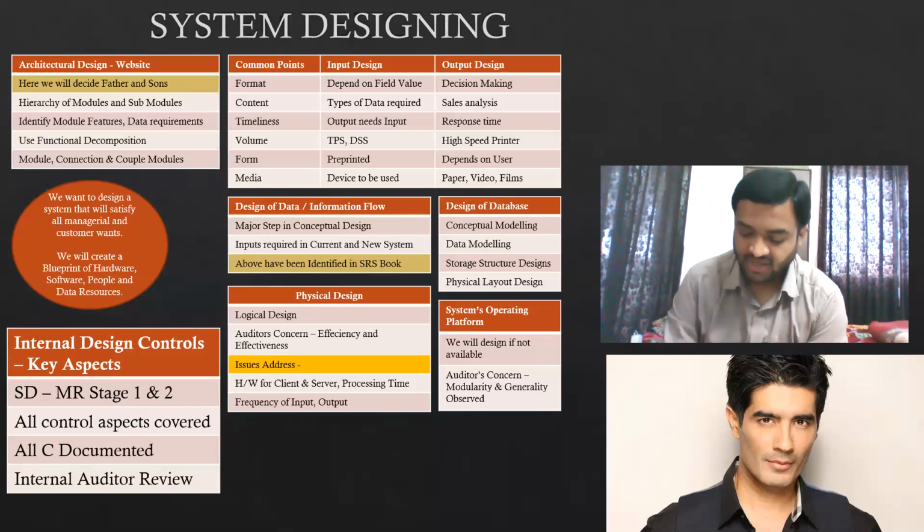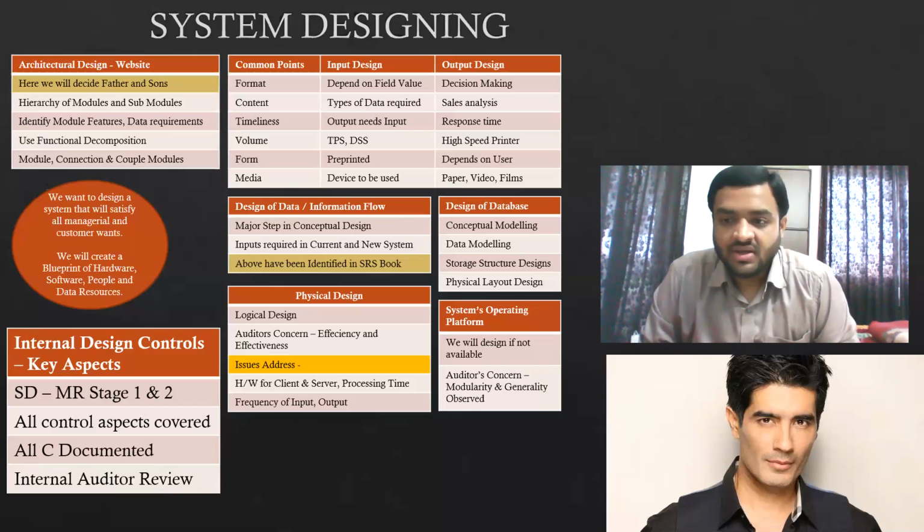Then we will make sure that all controls are documented. If it is documented, it will be easy for the internal auditor, system designer, and everyone in the organization to understand the new software and what controls are attached to it. So we will make sure that everything is documented. And then the internal auditor review.